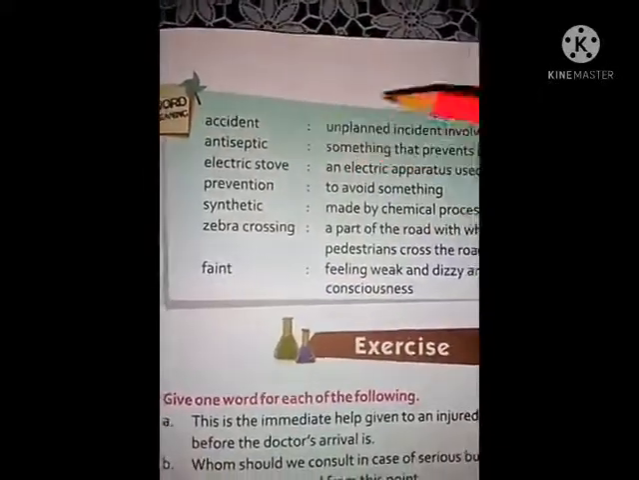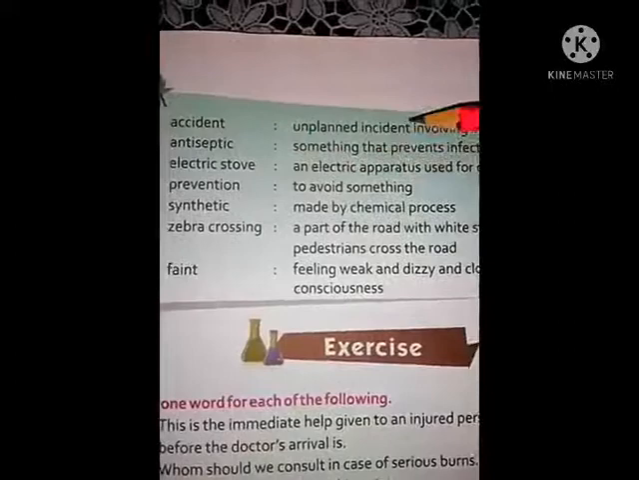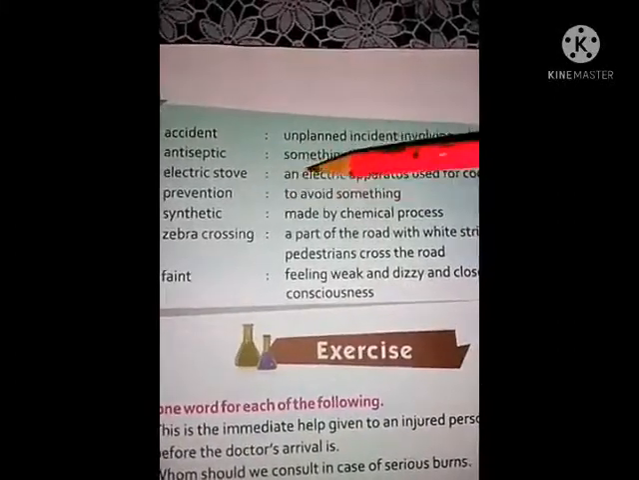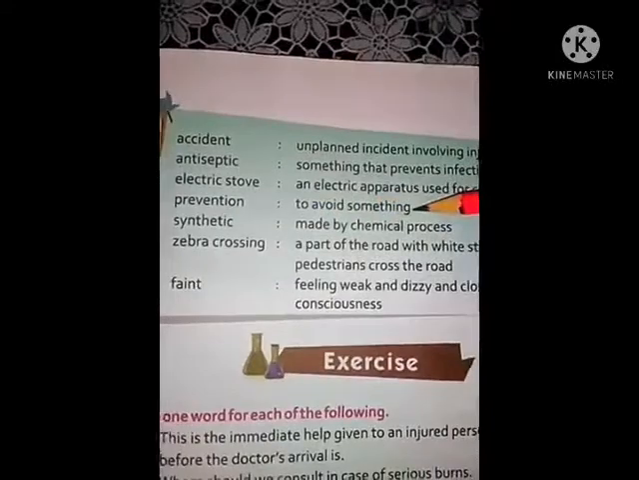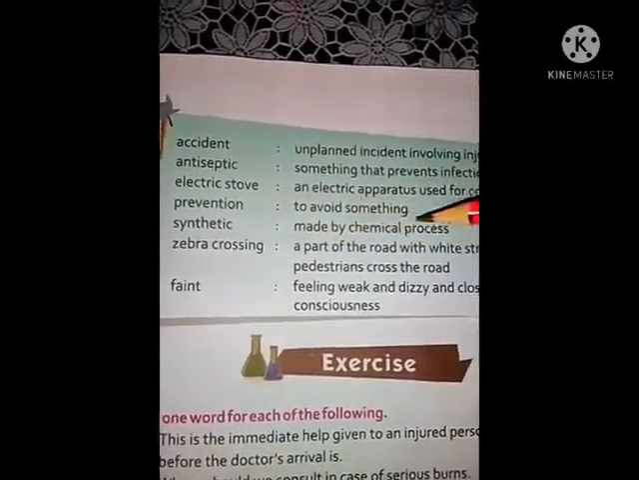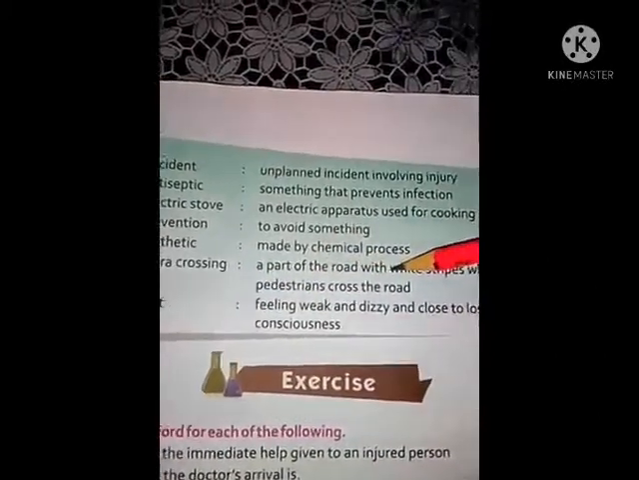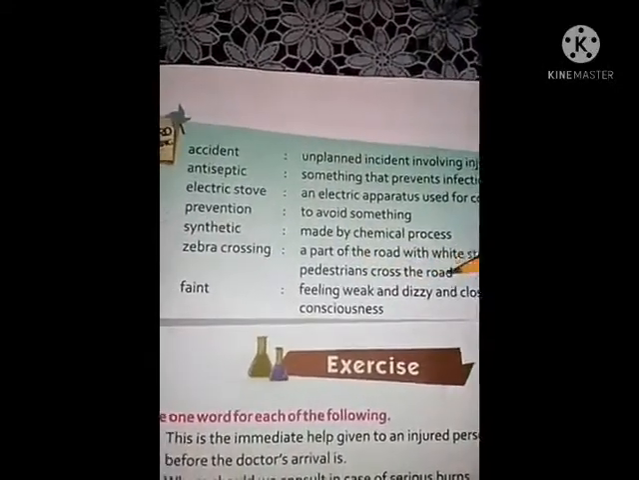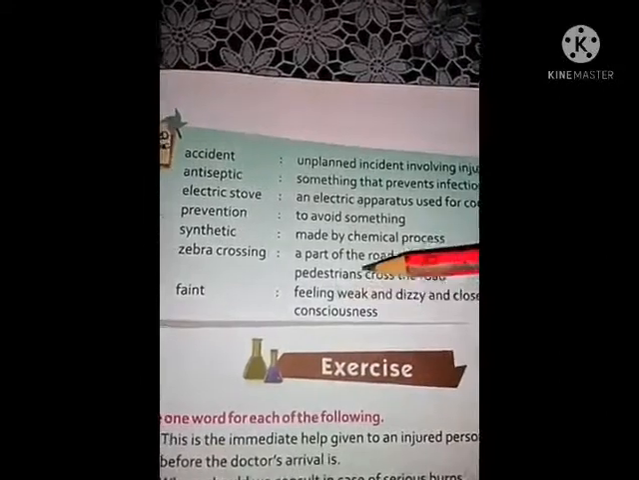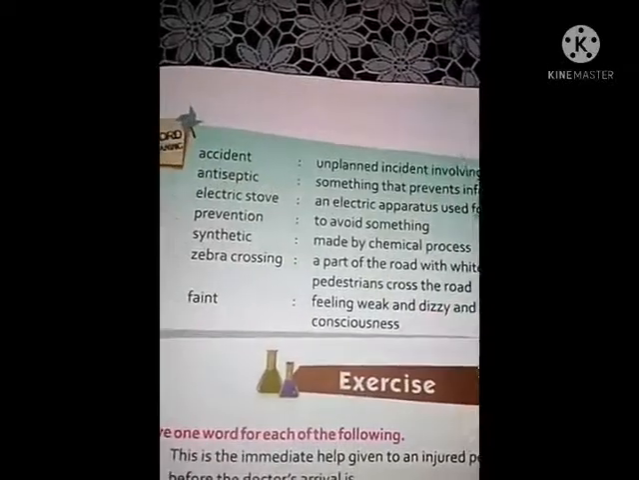See word meanings: accident, unplanned incident involving injury. Antiseptic, something that prevents infection. Electric stove, an electric apparatus used for cooking. Prevention, to avoid something. Synthetic, made by chemical process. Zebra crossing, a part of the road with white strips where pedestrians cross the road. Faint, feeling weak and dizzy and close to losing consciousness. These are the word meanings.